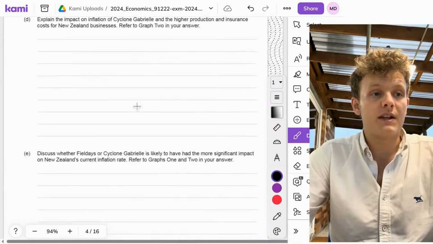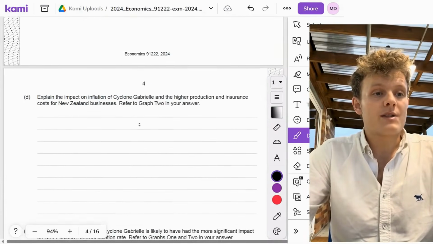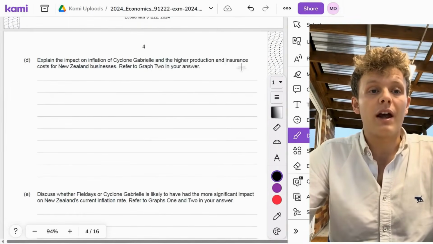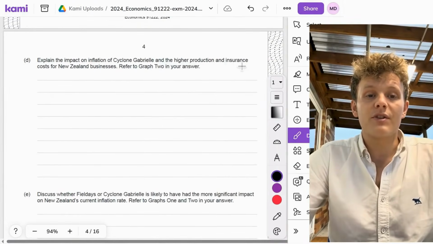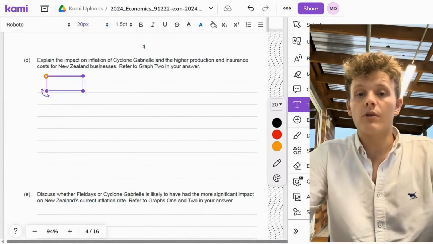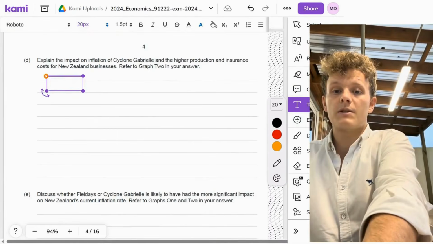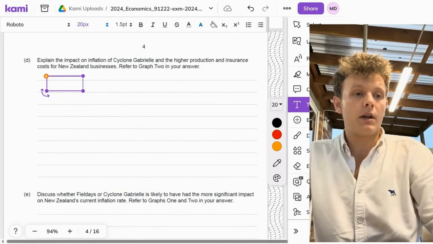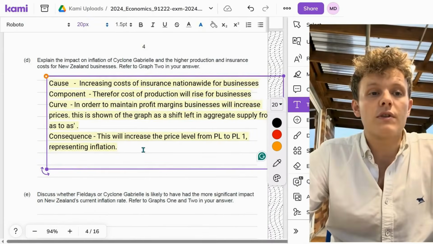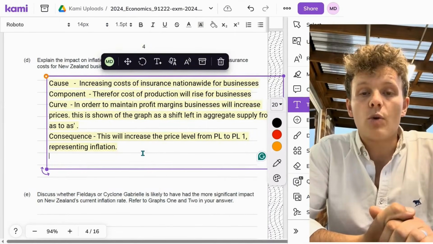So let's look at the D, the explain part. Explain the impact on inflation of Cyclone Gabriel and the higher production and insurance costs for New Zealand businesses. Again, we're going to go with our 4C model for the response. So let me just paste my answer from over here, copy and paste, and we're going to go cause the increasing cost of insurance nationwide for businesses.